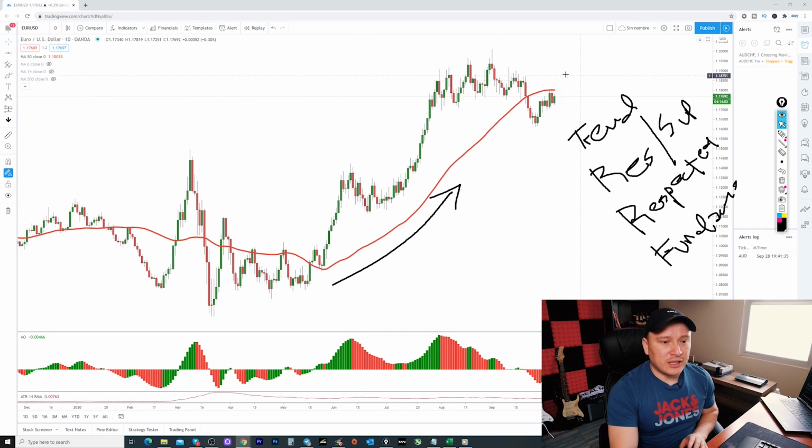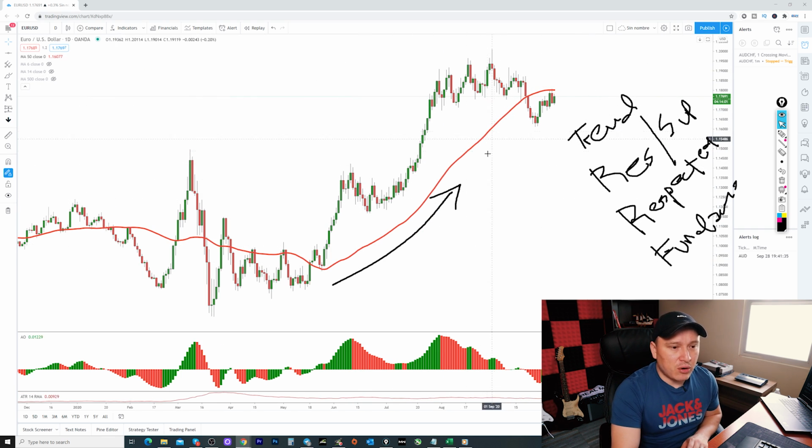Now we go back to the daily chart. So we look at the trend. This is an uptrend. Second thing that we're going to look at is support and resistance levels.